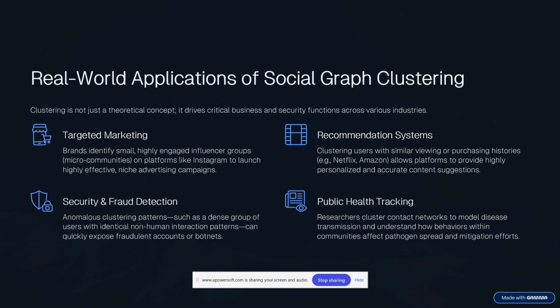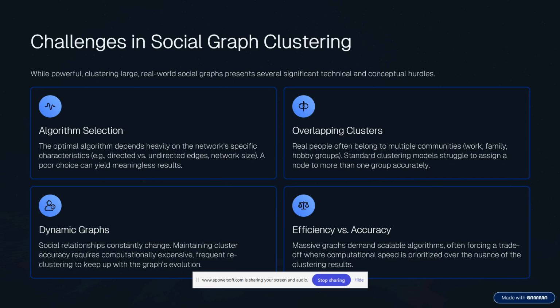Recommendation systems. Clustering users with similar viewing or purchasing history, for example Netflix and Amazon, allows platforms to provide highly personalized and accurate content suggestions. Public health tracking. Researchers cluster contact networks to model disease transmission and understand how behaviors within communities affect pathogen spread and mitigation efforts.